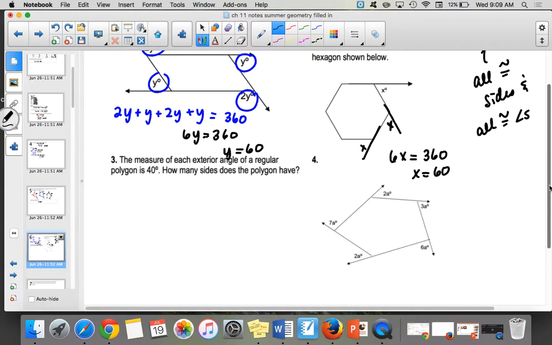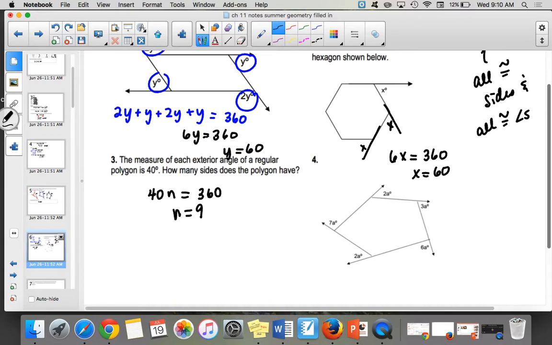That was a pentagon. So if each angle makes 40 and they all add up to be 360, then how many of them would there have to be? It would have to be 9, right? So if each one is 40 and we have n of them and all of them add to be 360, then we divide out, we get 9. So that would be a nonagon, my favorite.